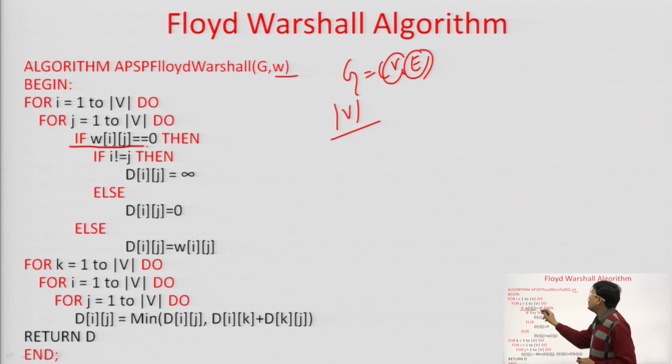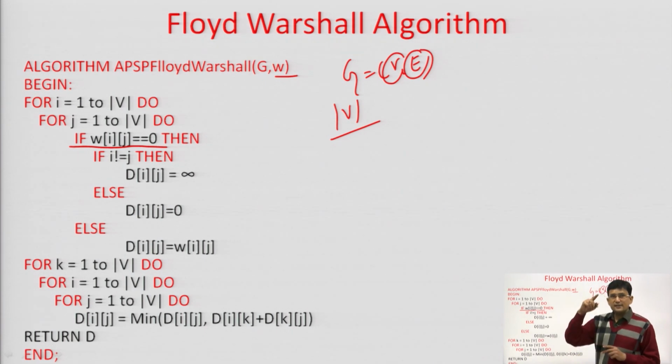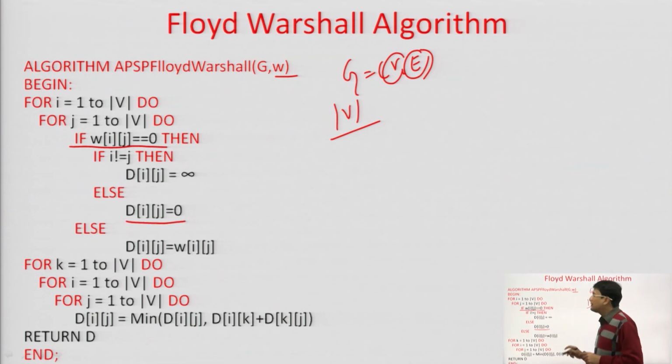If the entry is 0, there are two possibilities, either that I and j are same or I and j are not same. If I and j are same, it means the source and the destination are same. In that case we will put the entry 0 in the distance matrix. Otherwise if the I and j are different, we will put the entry infinite. Okay, so for all the values in the weight matrix we are creating a distance matrix, and in that distance matrix 0 entries have been changed to either 0 or infinite.